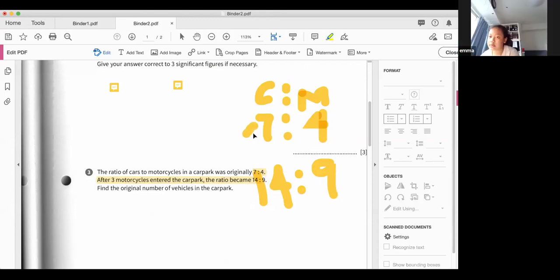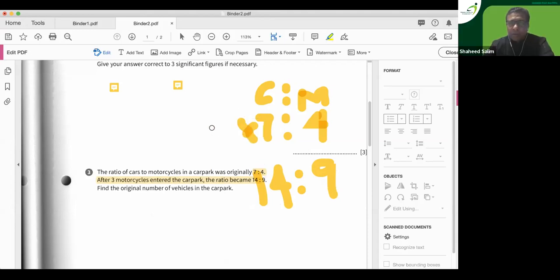Some become 14, how do you want to become 7? Times 2, 7 times 2 down here. Then down here you also times 2. Can you see? So you get 14. Down here, 14 is to how many? 14 is to 8. So 14 is to 8.